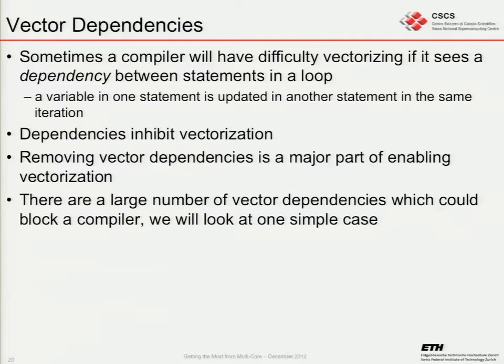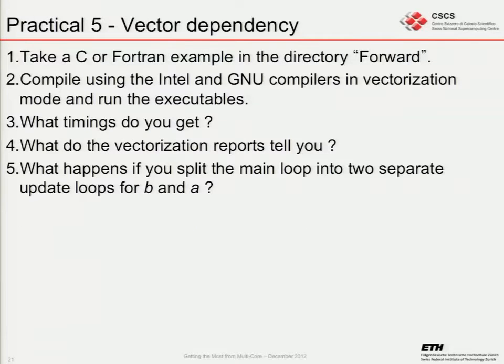It's better in some ways to actually try and find a way of reorganizing your code slightly so that there's no dependency visible, or the compiler can see automatically, rather than scattering the IVDEPs and similar things all over the place. And sometimes that is possible. So there are a large number of these dependencies that can block a compiler. We're just going to look at one simple case in this last little exercise now. And this one is a forward dependency. So you can just grab the C or Fortran example as before from whichever directory you prefer.